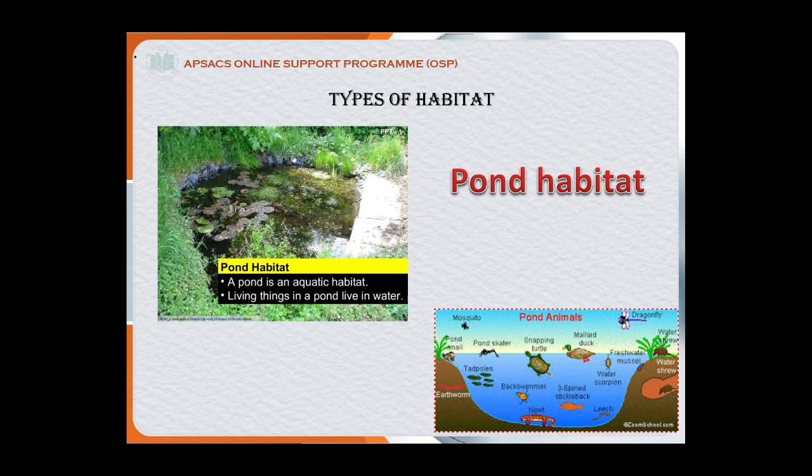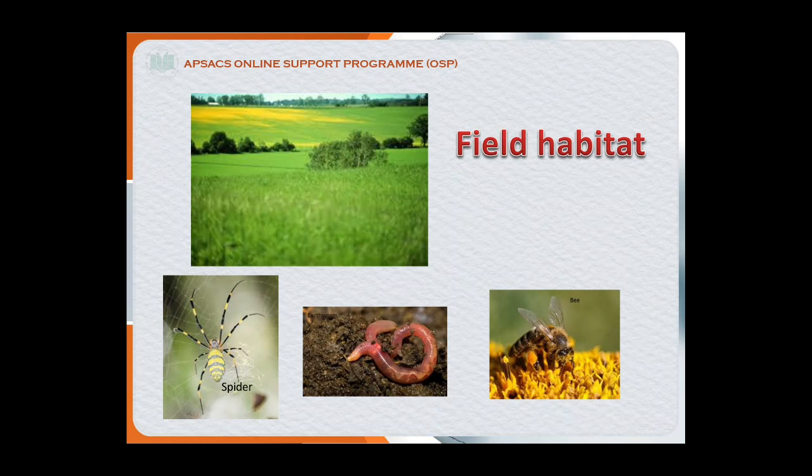The next habitat is the field habitat. A field habitat may not look like a habitat, but it is actually home to many types of plants and animals. Some animals live among the plants and some live in the ground or within the soil.